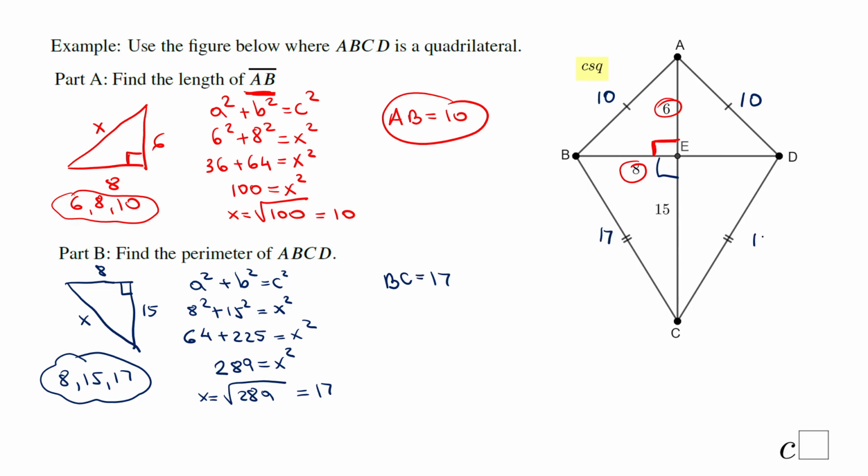But this one is also 17. So now, what is the perimeter? We need to find out. It's twice AB, because AB and AD are congruent. So twice 10 plus twice, 2 times 17, since BC and DC are congruent. That will be 20 plus 34. That will be 54 units for the perimeter of this kite.